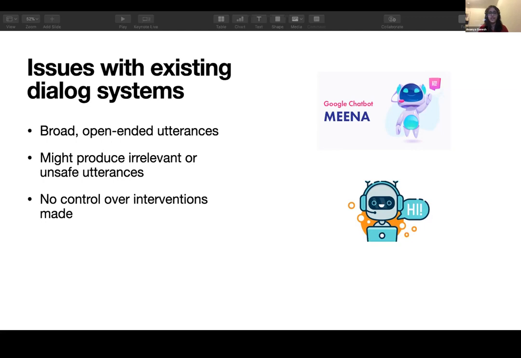The third point is that with such a system that's taken off the shelf, we have no control over the kinds of interventions it might make. So we have some specific points where teachers typically intervene. In a group discussion, a teacher might ask a student how they arrived at an answer, or they might ask another student what they think about another student's ideas. And we want that level of control over what the model is going to do.